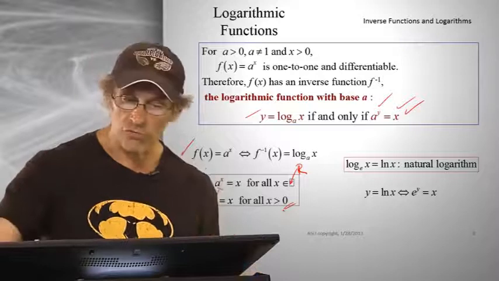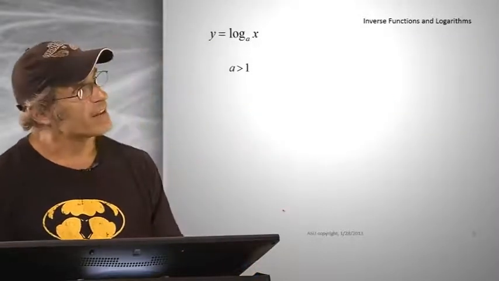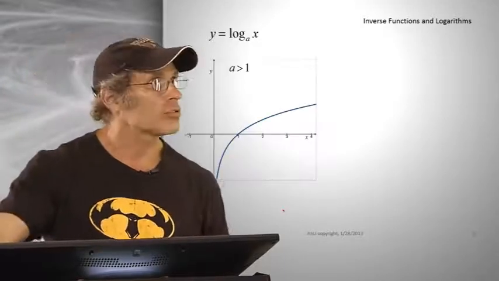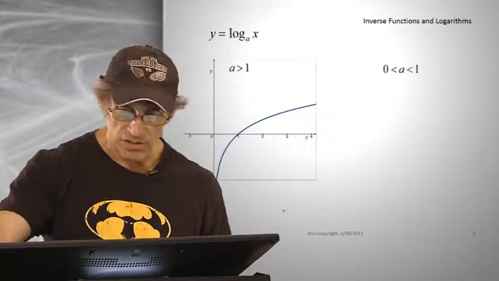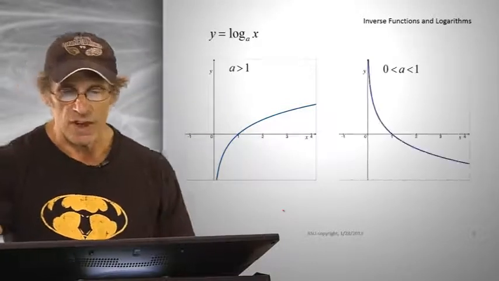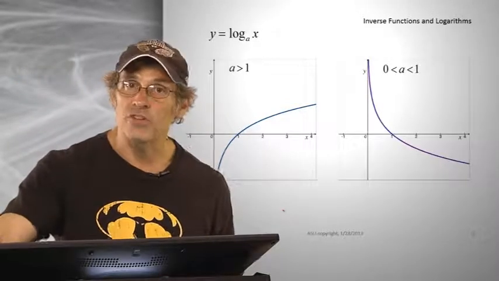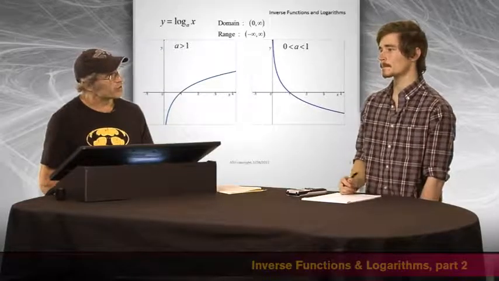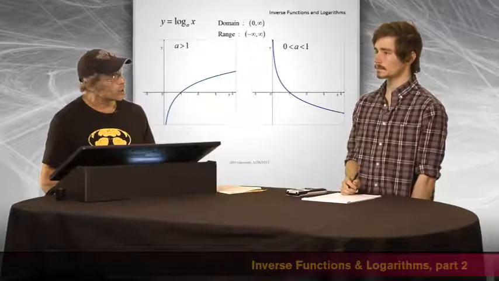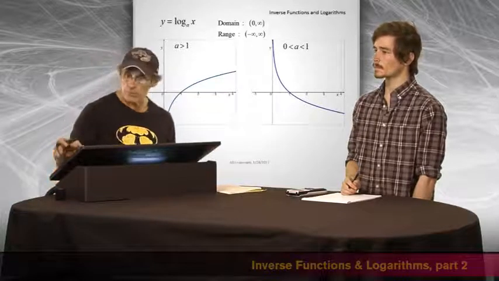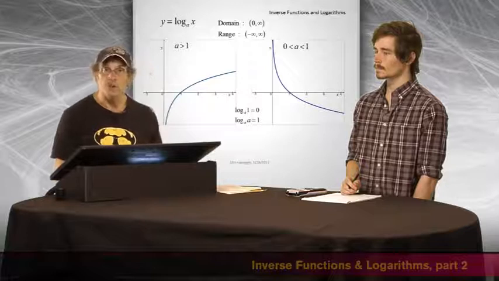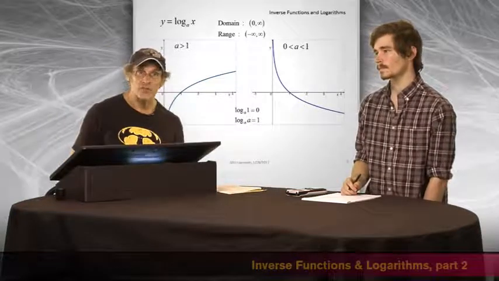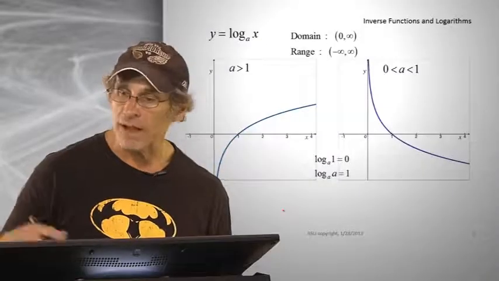Again, continuing with the review, if I write down y equals log base a of x, and a is greater than 1, we have a typical graph in mind. And that typical graph is very different than the graph you get if a is between 0 and 1. Notice for both graphs, what is similar is that the domain is positive numbers, while the range is all real numbers. And notice what is similar is that log base a of 1 is 0 and log base a of a is 1. That's true on both graphs.